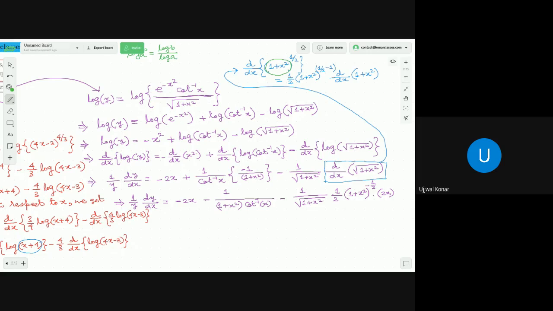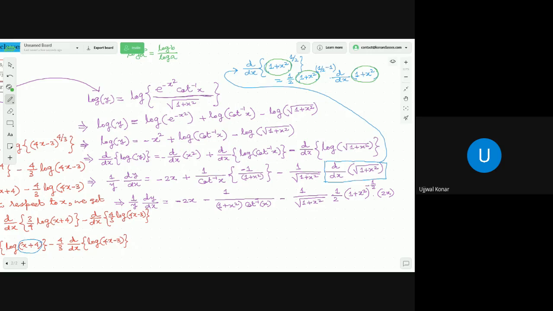Green circle. Then assume that 1 plus x square was nothing there. 1 plus x square is nothing there, correct? Later you replace, correct or not? Yeah. So d/dx of green circle power half. d/dx of green circle power half means what?